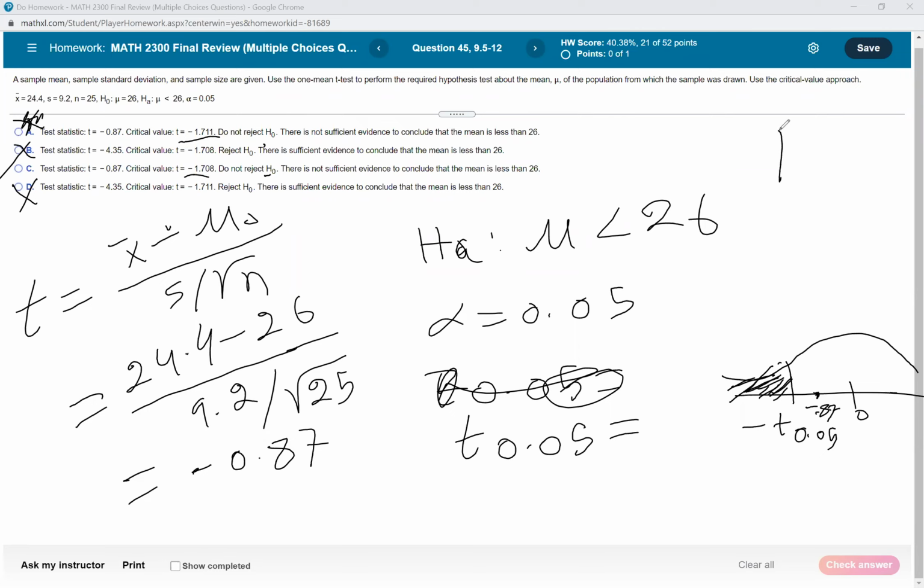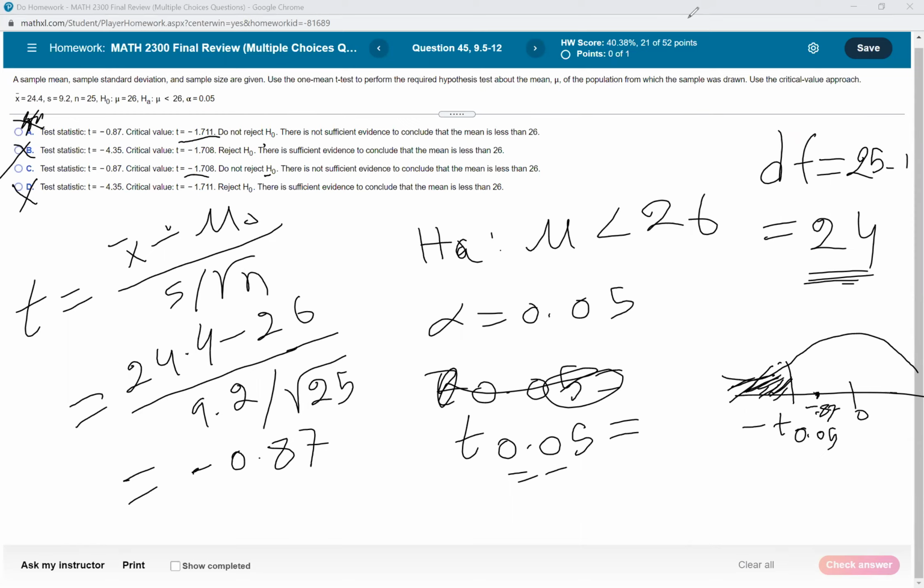So what is the degrees of freedom? The degrees of freedom is 25 minus 1, which is 24. So for degrees of freedom 24 and the probability 0.05, you need to find the critical value t score, which is negative t 0.05. You have to find this one from the t table.